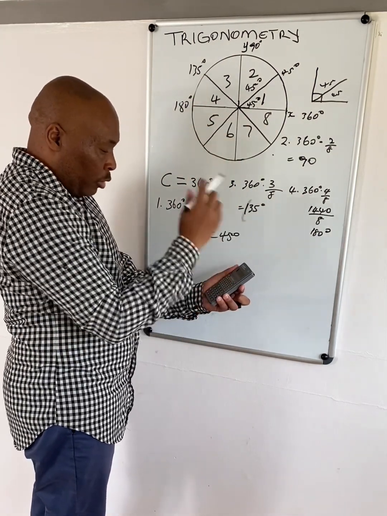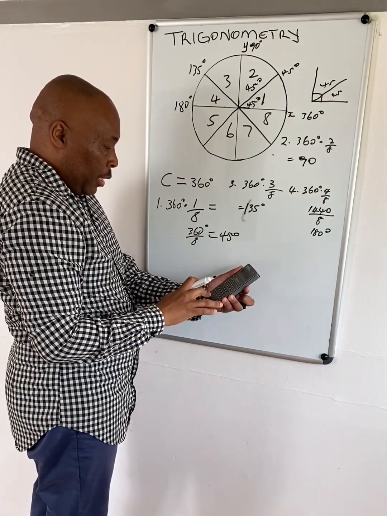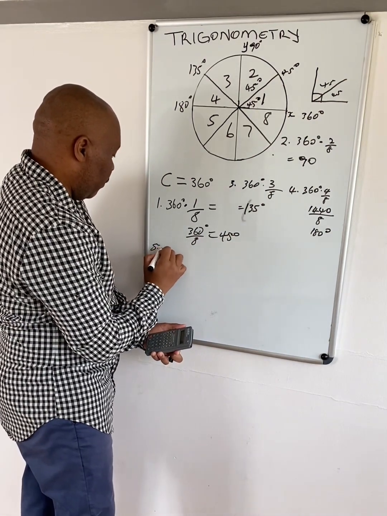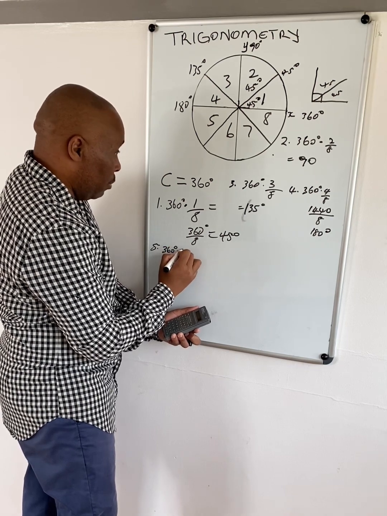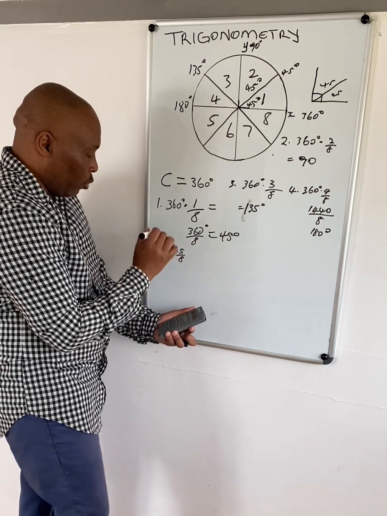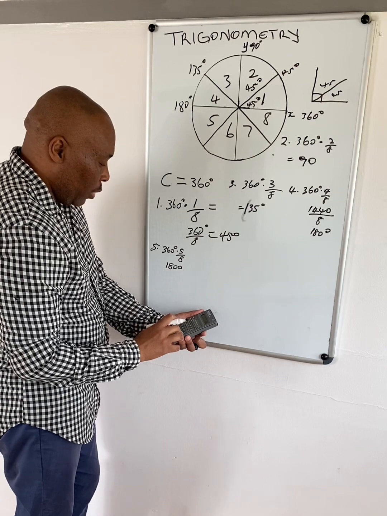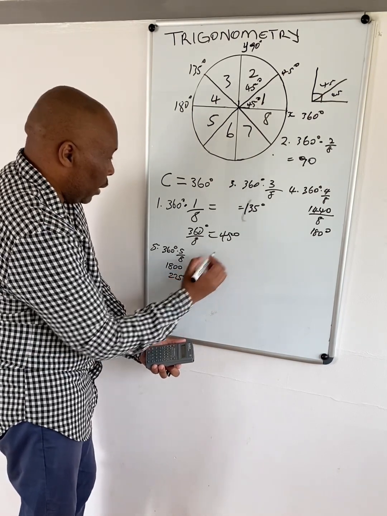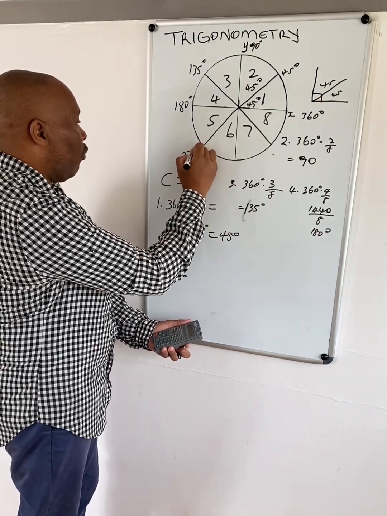Right, we do the same thing. I'll do all of them. We say 5 times 360 is equal to 1800. This is the 5th one. 360 degrees times 5 divided by 8. Don't forget the degree, because we're dealing with degrees. So it gives us 1800, and then we divide it by 8. It gives us 225 degrees.